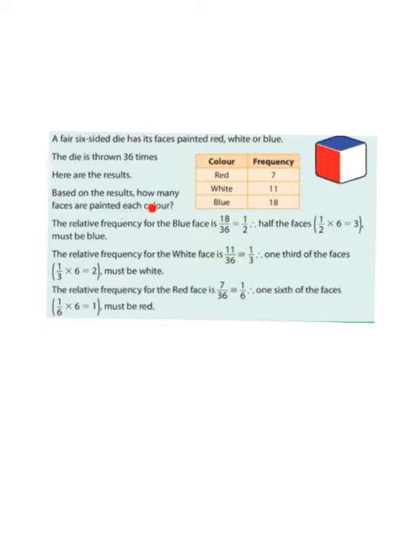Now it says, though, based on the results, how many faces are painted each colour. So we know that the relative frequency of getting blue is a half. So it would be a half of the total number of faces. So that's where we're getting a half times 6. So 3 faces will be blue. For the white, we worked out to be approximately a third. So it's a third of how many faces. So it's a third of 6, because remember there are 6 faces in the cube. So that would be 2. And then if you're getting how many faces would be red, well, we got the relative frequency to be a sixth. So it's 1/6 of the total number of faces, which is 6, which is equal to 1.